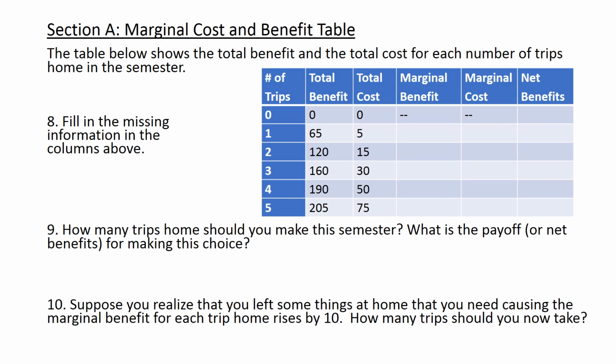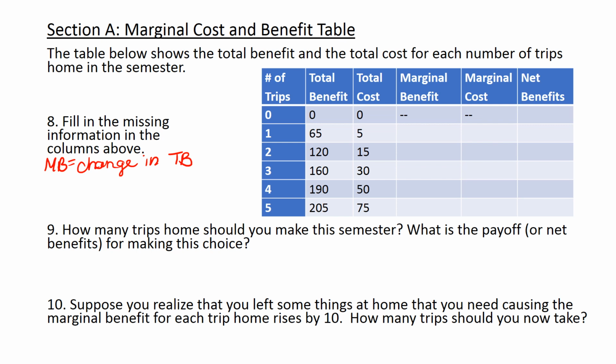Here we have a table showing the total benefit and total cost, and we need to fill in our missing columns and then answer some questions. So the marginal benefit is the change in total benefits. And so we need to look, when we add one more trip to our semester, at how much the total benefits change.